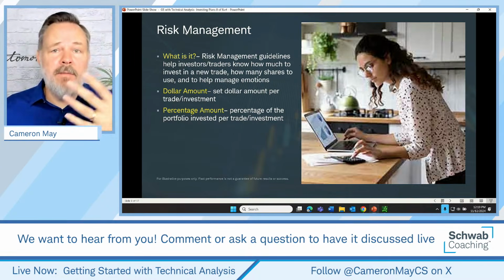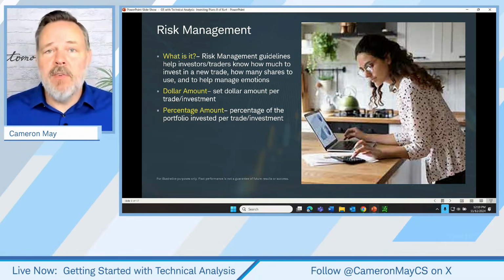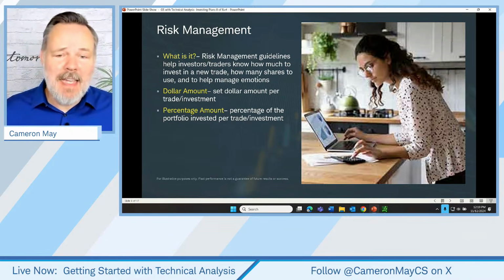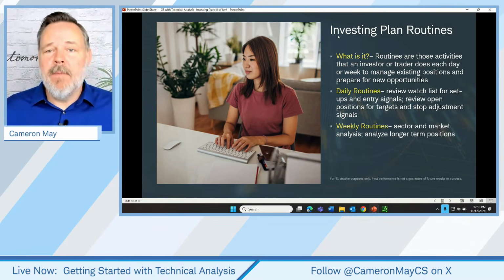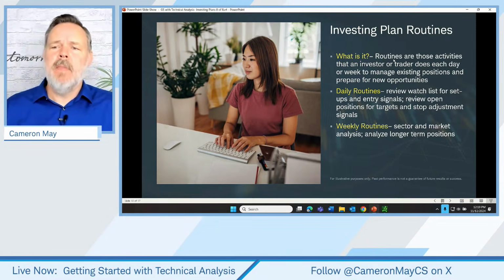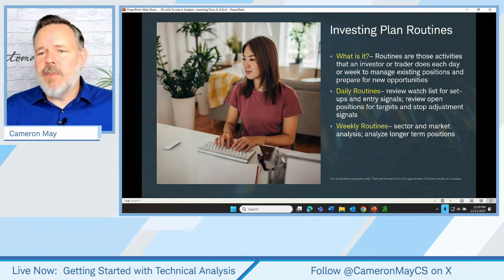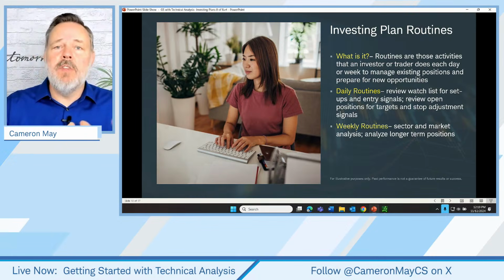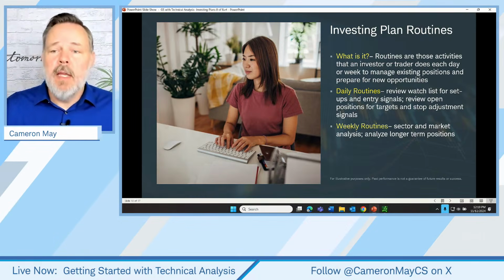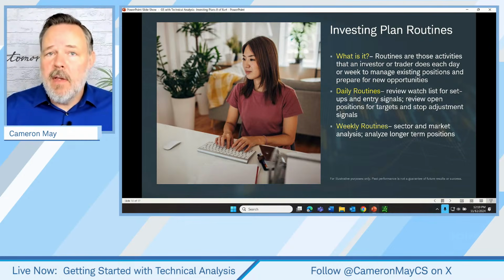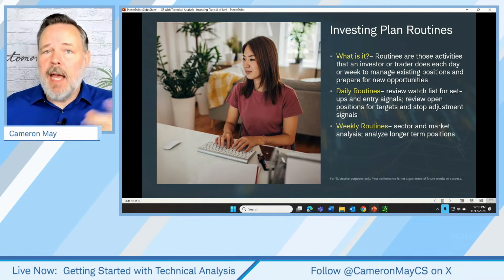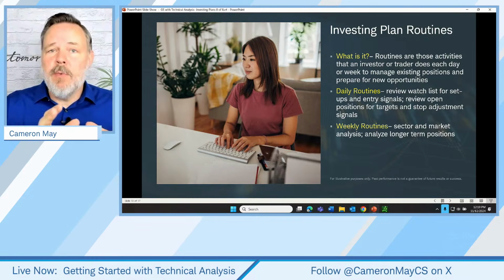So 4 of our 5 elements of our trade plans have been discussed. The last element are our investing plan routines. So what are these? Routines are those activities that an investor or trader does each day or each week, possibly each month or each quarter, to manage existing positions and to prepare for new opportunities. And I will add here as well, also to seek to refine their existing trade plan.